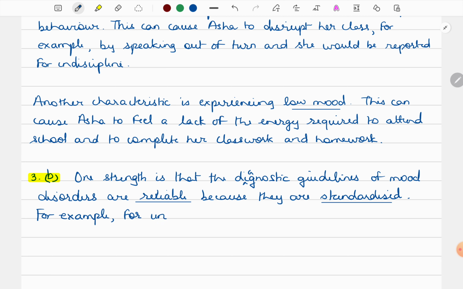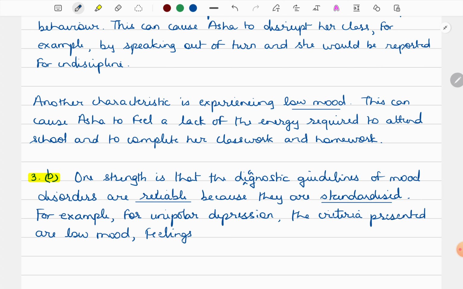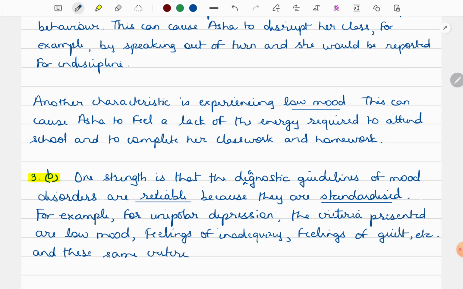for unipolar depression, the criteria presented are low mood, feelings of inadequacy, feelings of guilt, etc. And these same guidelines are used to diagnose any potential patient.